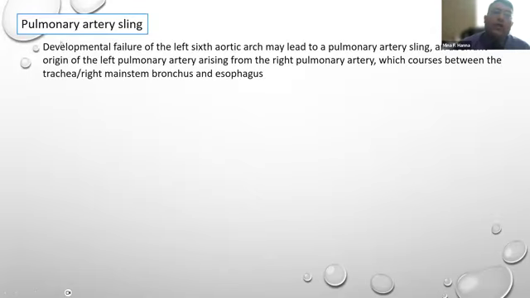The other anomaly is pulmonary artery sling. Developmental failure of the left sixth aortic arch may lead to pulmonary artery sling. So instead of the normal division, the pulmonary artery takes a course around the viscera in the lower neck and the mediastinum.